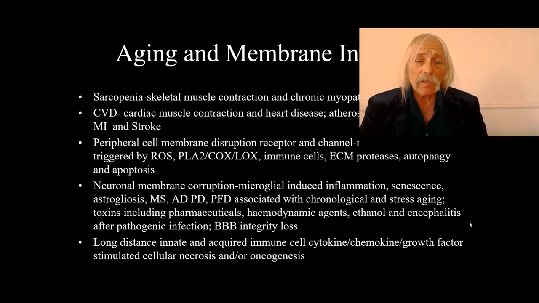We also can talk about toxins, including certain pharmaceuticals at a certain concentration or chronic utilization. We talk about hemodynamic agents. We've talked about ethanol and encephalitis after pathogenic infection. We talked about the blood-brain barrier integrity loss. Finally, I can mention to you about membrane integrity linking long-distance innate and acquired immune cell cytokine, chemokine, growth factor stimulated cellular necrosis and/or oncogenesis. Again, other forms of cell fate. Okay.